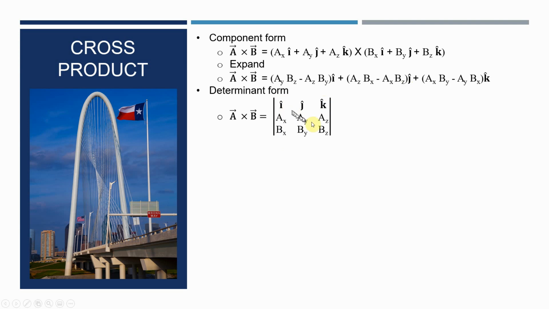Another way is to think of it down these diagonals. These will all be positive. K times ax by. And then I hat times az by is going to be negative. K hat ay bx negative. J hat ax bz negative. A couple ways to do determinants.